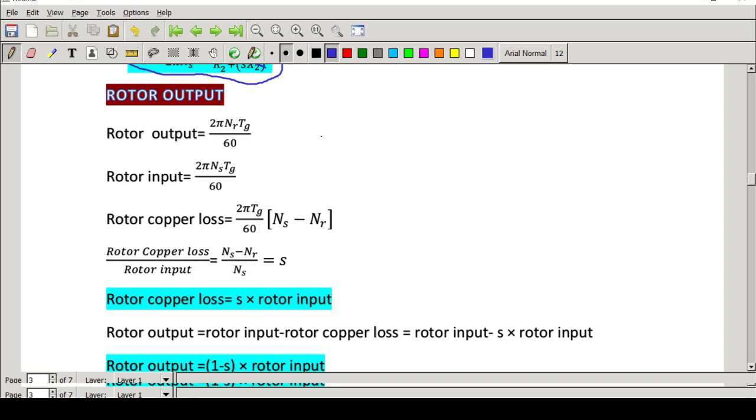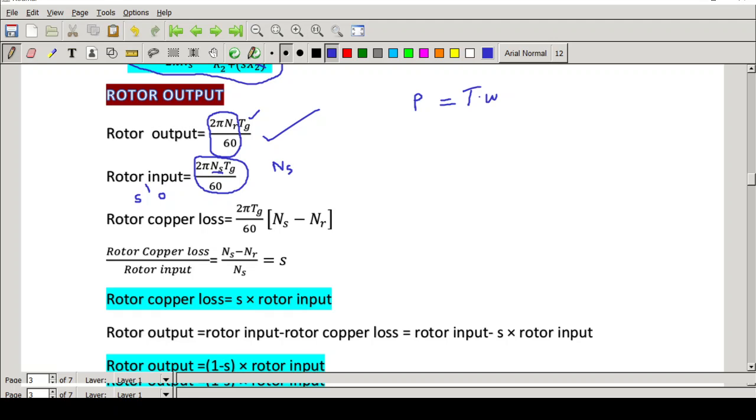Now the rotor output is given by the equation P is equal to T into omega. Based on this relation, I can write it as the torque generated into omega r, and instead of omega r, I can write 2 pi nr by 60. This is the rotor output. What about the input? That is also T into omega, but here you have to take the synchronous speed because it is the rotor input. Rotor input is the same as stator output, so that is why I'm taking the speed ns instead of nr.